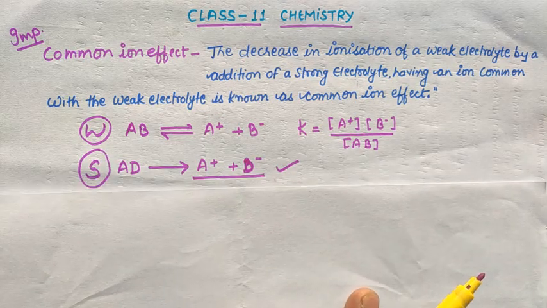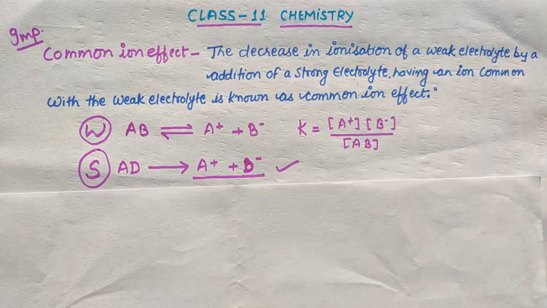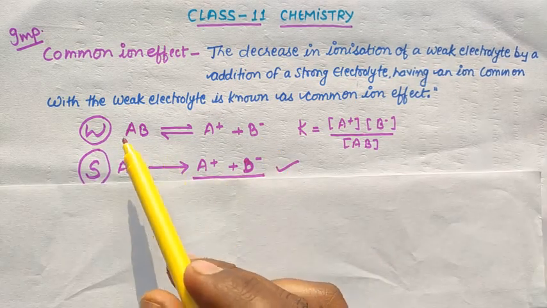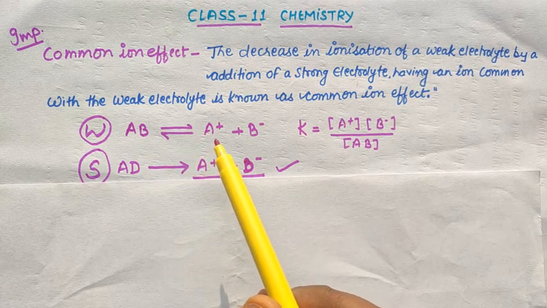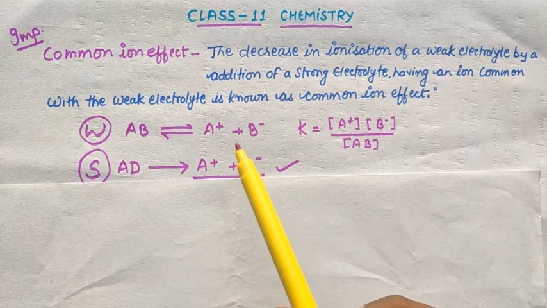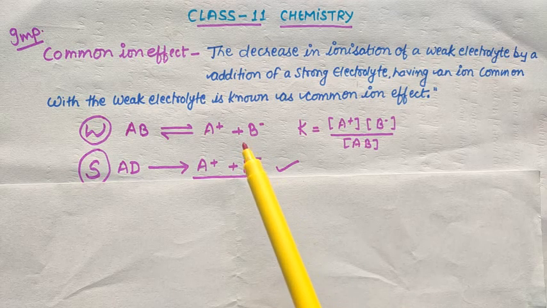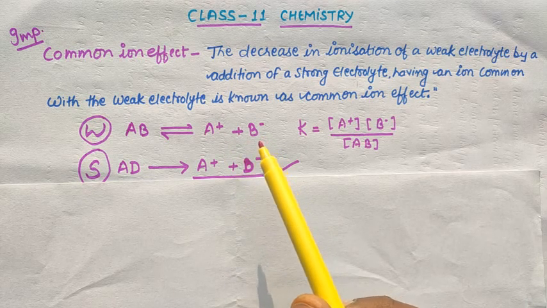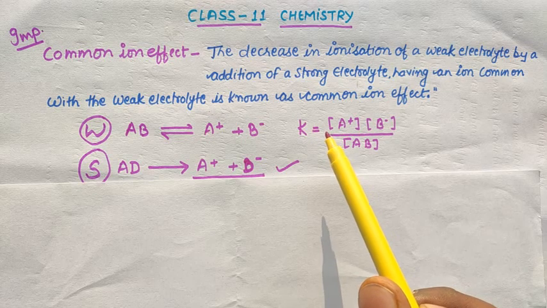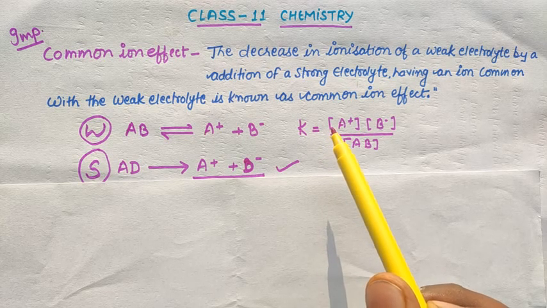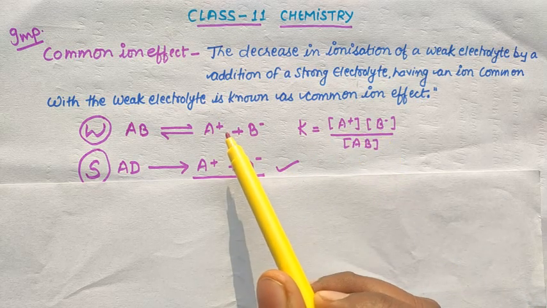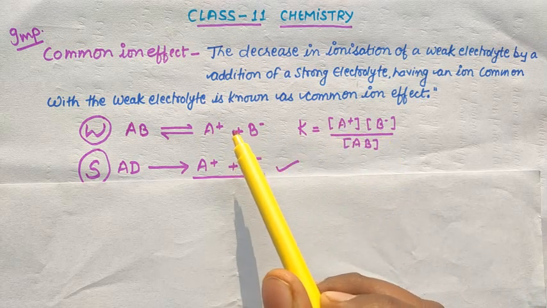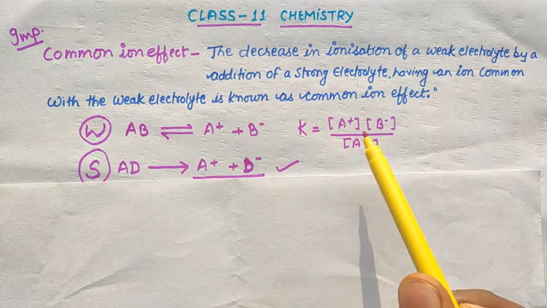Suppose you have any weak electrolyte. Okay, this is the weak electrolyte AB. W means weak electrolyte. So it will feebly ionize, means it will be less ionized, approximately a maximum of 5% it will ionize. So it will give you A plus and B minus. So for this you can easily calculate K, the equilibrium constant. Okay, so the K constant will be the concentration of products over reactant, A plus B minus over AB.